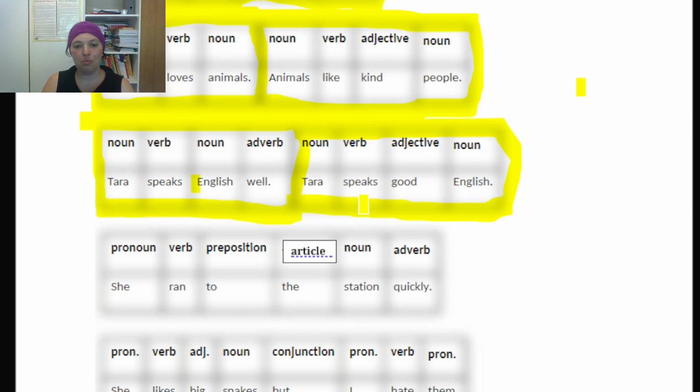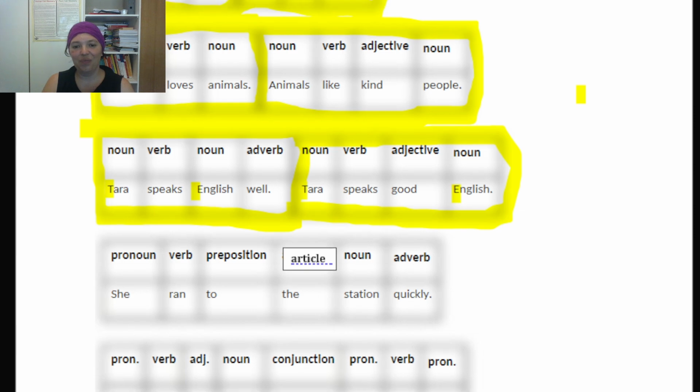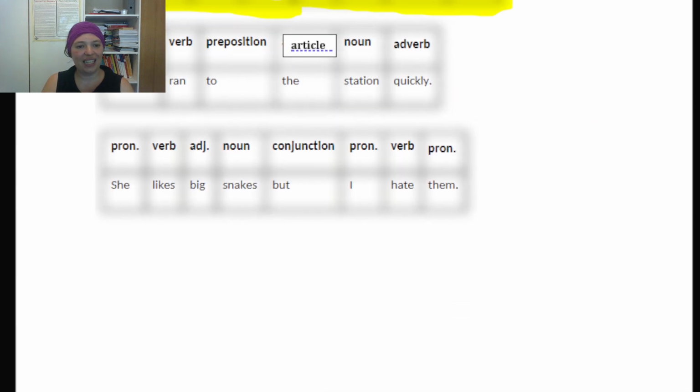So Tara speaks, so that is a proper noun because it's got a capital letter. Speaks is the verb and good describes her English, so it's an adjective. Alright, now we can look at the next one. Here we've got a pronoun, a personal pronoun, she. We have a verb, ran, and now we have a preposition.